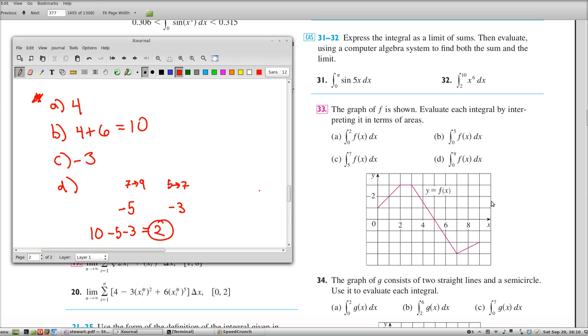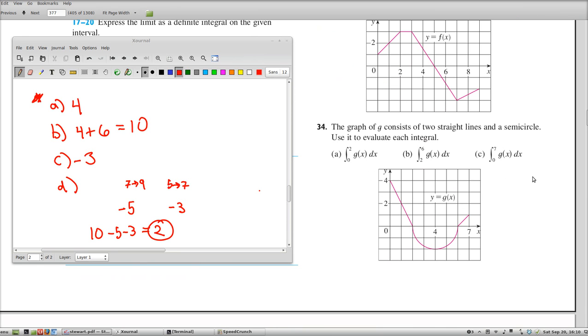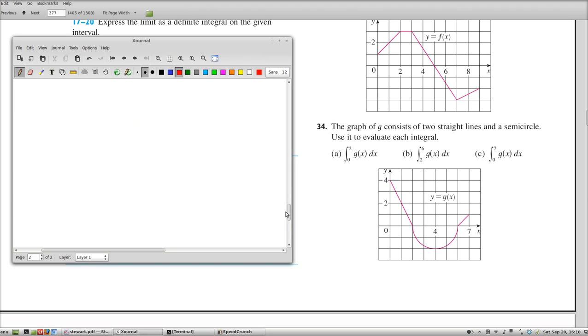All right, and let's see if we can stand to do number 34. Use the graph of G. Oh, the graph of G consists of two straight lines and a semicircle. Use it to evaluate each integral. Well, that's a pretty good question. So let's just start with number 34A here.